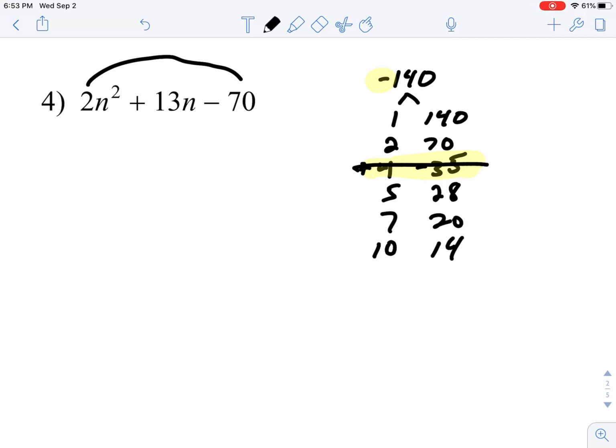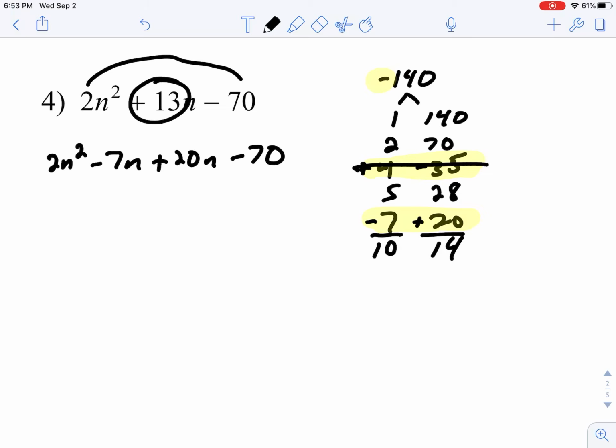But what combination works? Are you screaming at the screen right now like it's obvious to you? Hopefully it is. It's right here. If we had a negative 7 and a positive 20, that will add up to positive 13. So here's what you do. Write down 2n squared, and then your negative 7 and positive 20, you write negative 7n plus 20n minus 70.